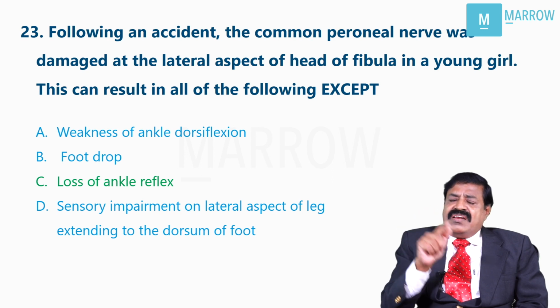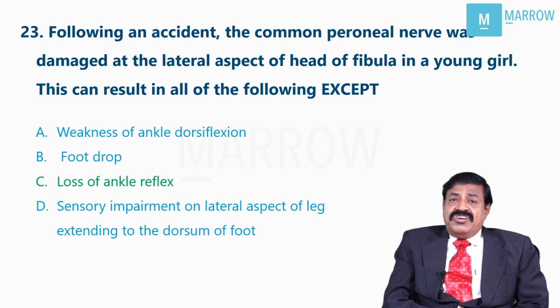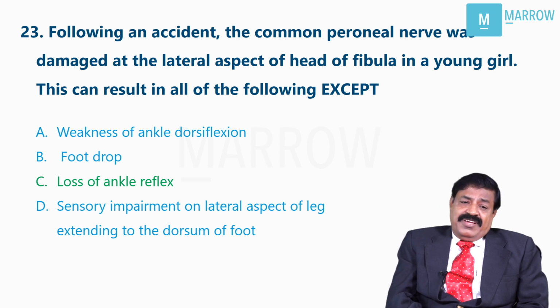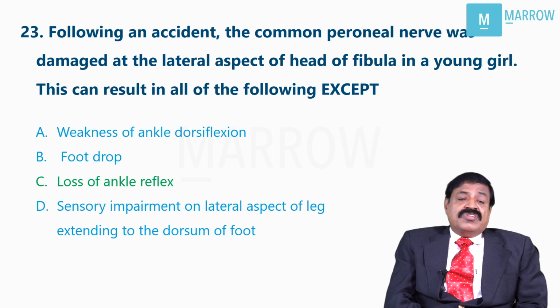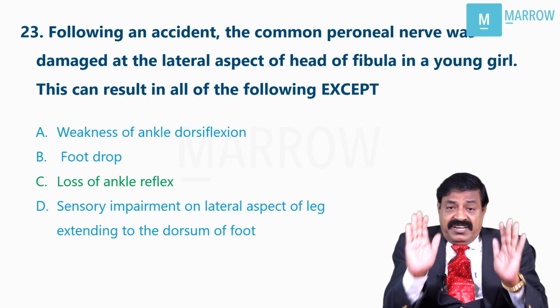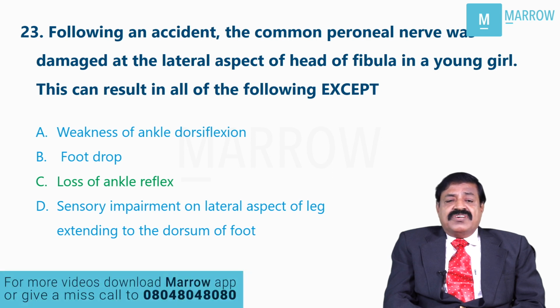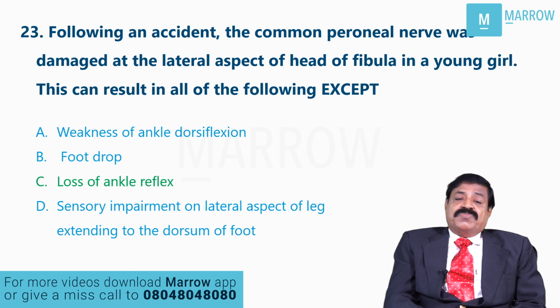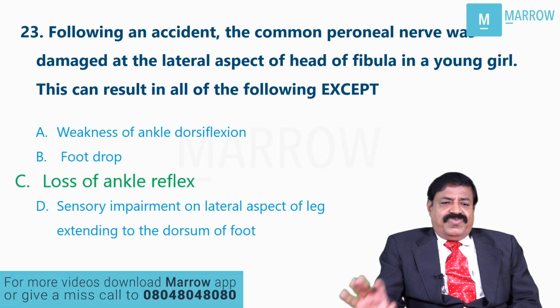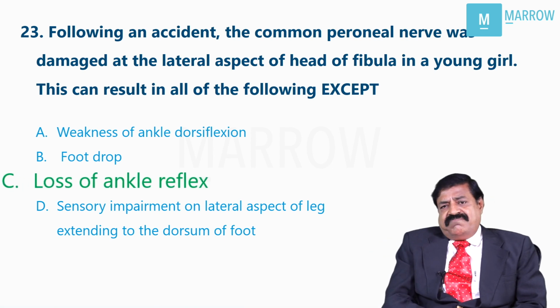So this ankle reflex tests the integrity of tibial nerve, which supplies the muscles in the posterior compartment, not the common peroneal nerve. Therefore, ankle reflex will be intact in common peroneal nerve injury. Loss of ankle reflex indicates injury to the tibial nerve or weakness of the gastrocnemius and soleus muscles forming the tendocalcaneus. This is the right response for the question.